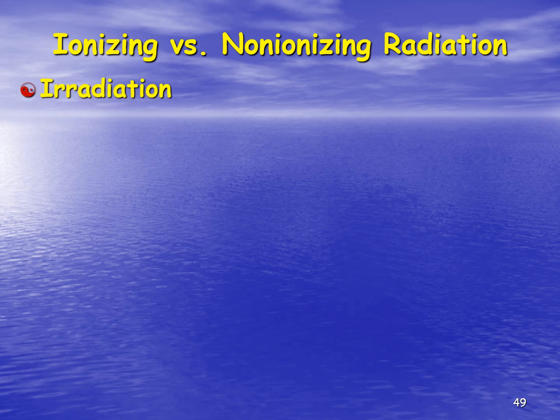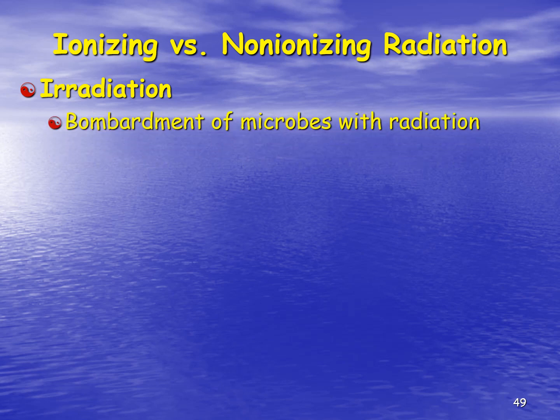So, ionizing versus non-ionizing radiation. The higher frequency waves of gamma and X-rays are going to be ionizing, and UV, depending on where we are on the spectrum of UV, can either be ionizing at the higher frequency or non-ionizing at the lower frequency. Irradiation is the bombardment of a substance with radiation.